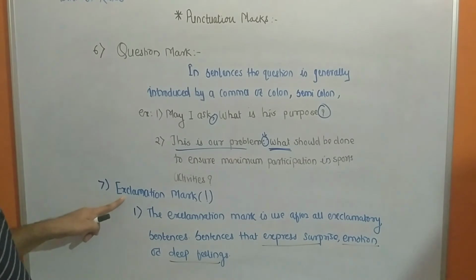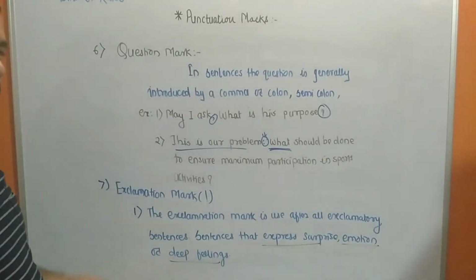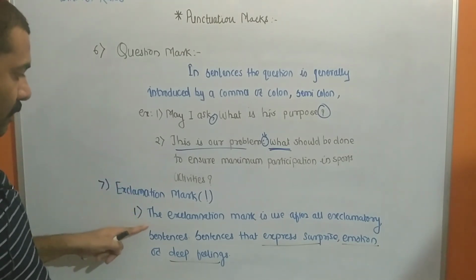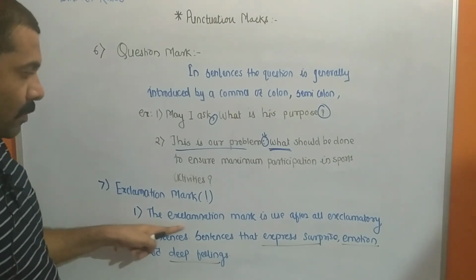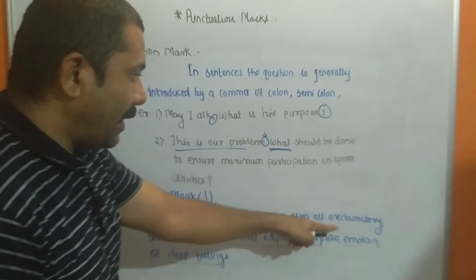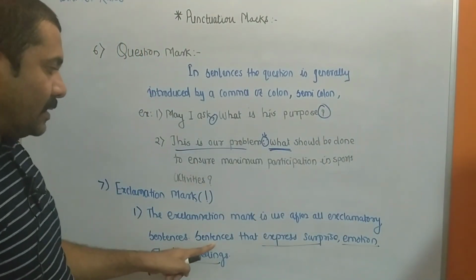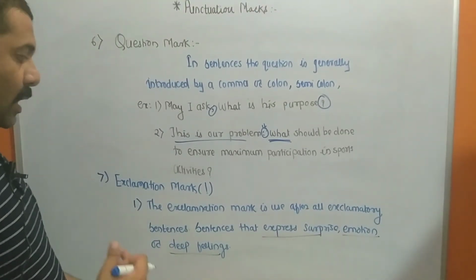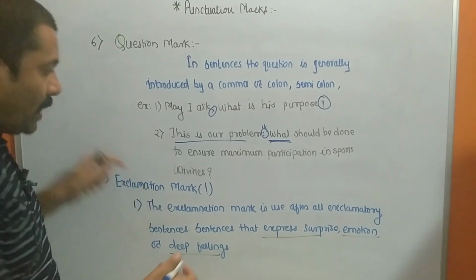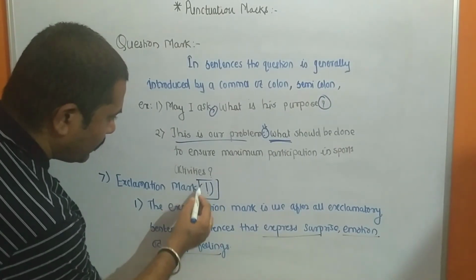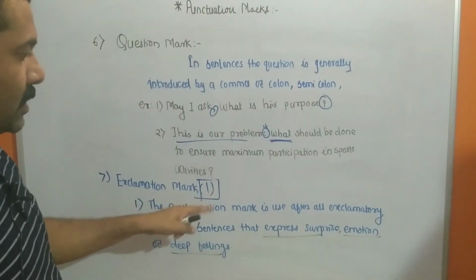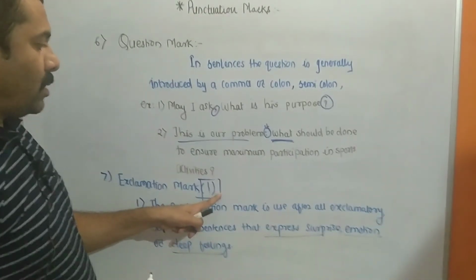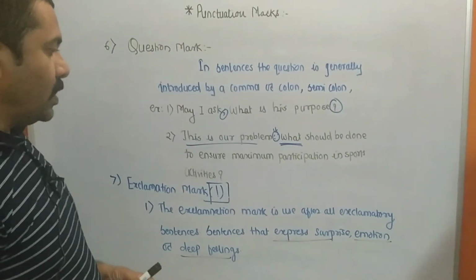Now the second one is exclamation marks. We use exclamation marks in parts of speech. The exclamation mark is used after all exclamatory sentences that express something. So dear friends, when we express our surprise, emotions or deep feelings, that time we use this symbol. This symbol indicates our surprise, emotions and feelings. It introduces our thoughts and feelings, in short.